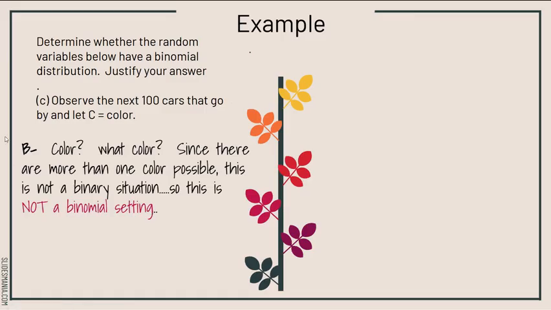So once you see that one of the bins, one of the acronyms, one of the letters doesn't work, you can say it is not binary. If they would have said, let C equal the color of blue cars, then that would be different. And then they would tell you what the probability of having a blue car is.